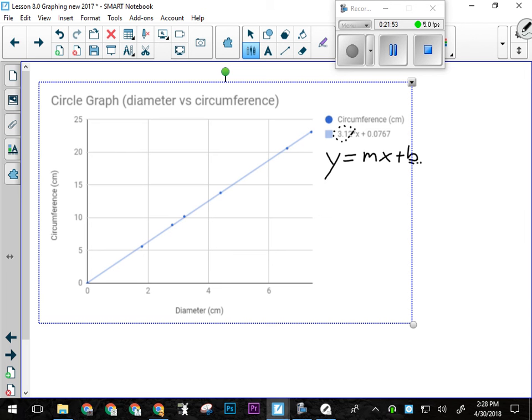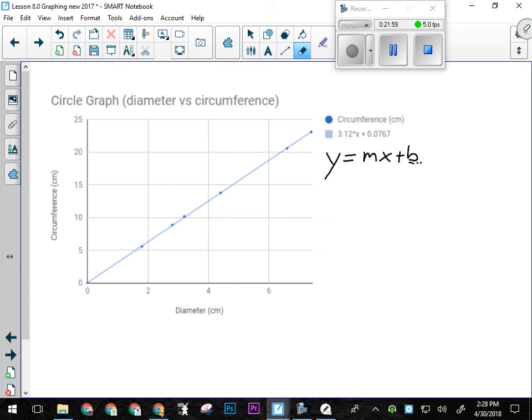Now, Google Sheets has spit this equation out for me, okay? And what that equation will allow me to do is to calculate things that are beyond my graph. Like, for example, it could say to me, what's the circumference of a circle with a diameter of 20 centimeters? Well, I can't read that off this graph because my graph doesn't go that far. My graph only goes to 6 centimeters, or 7 or 8 or whatever it went to. It doesn't go to 20, right?